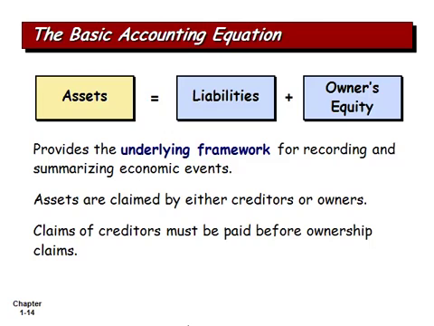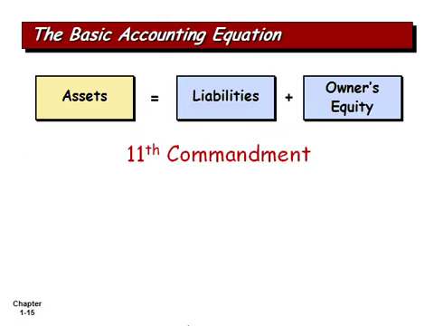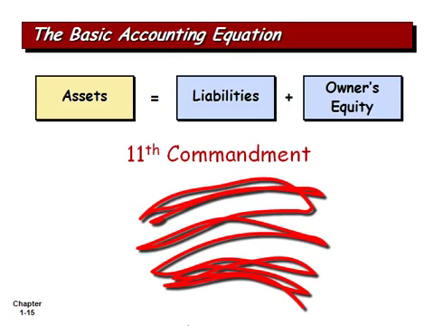Here is the basic accounting equation, absolutely critical. You're going to use this in every chapter. It's the underlying framework. Assets equal liabilities plus owner's equity. Assets can be claimed by either creditors or owners, and creditors get paid before owners get paid. But A equals L plus OE. I call it the 11th commandment. And when you break the 11th commandment in some of your homework, I will tell you that you broke the 11th commandment, and that the 11th commandment in accounting is every bit as important as the first 10 commandments.